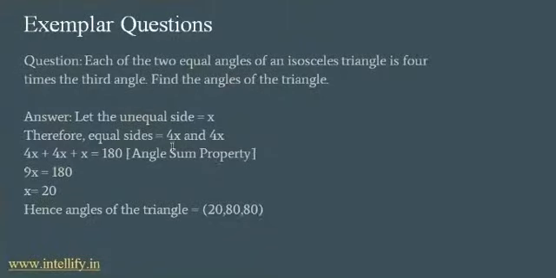So the three angles are x, 4x and 4x. And we know using angle sum property, 4x plus 4x plus x is equal to 180 degrees. So 9x is equal to 180. So x is equal to 20 degrees. Hence, we can use this particular x to find the other angles. The angles of this isosceles triangle will be 20 degrees, 80 degrees, and 80 degrees.